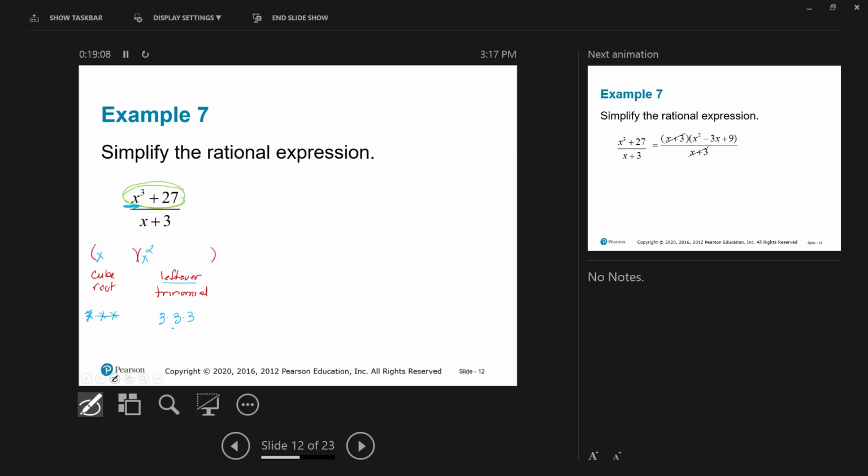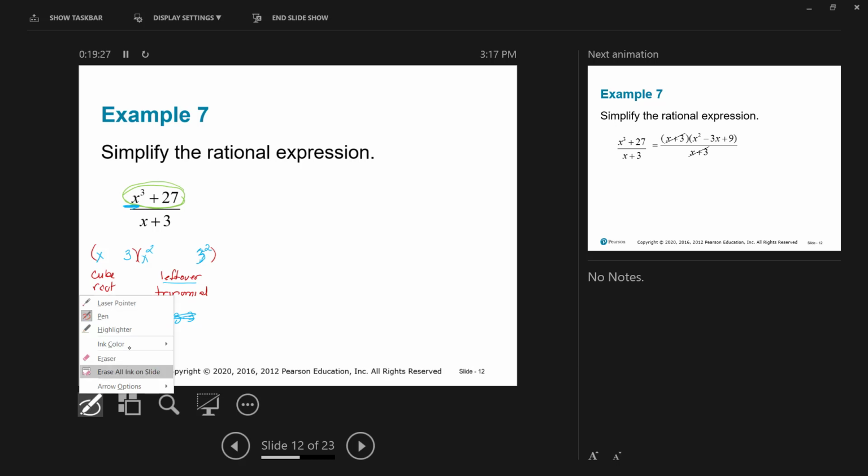27. What's the cubed root of 27? That's right, 3. That's why you had me write 3 3's down here. So I used one of the 3's. How many 3's are left over? That's right, 2 of them. So I've used all my 3's.